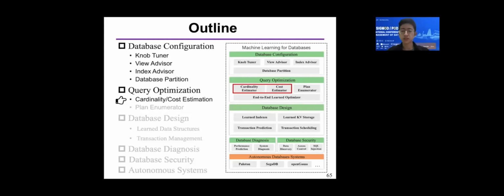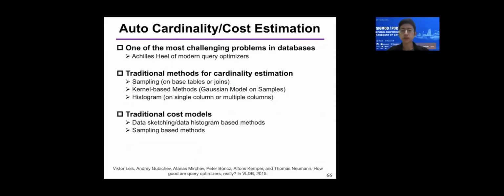Okay, let's enter the next section, the database optimizer. The first problem is cardinality and cost estimation, which is commonly seen as the heart of the database optimizer. However, traditional methods are very simple.